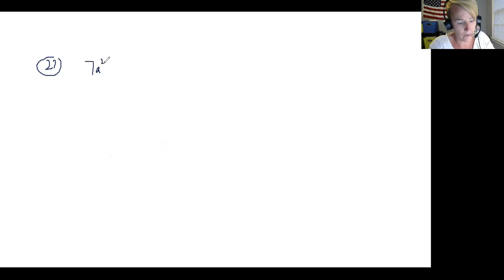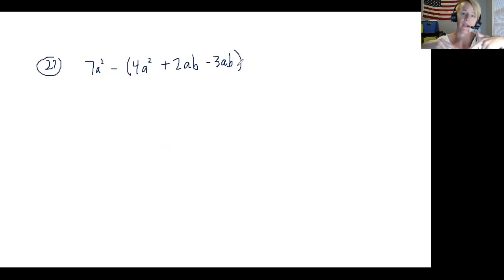Okay, 7a squared minus 4a squared plus 2ab. Lots of unlikes here. Minus 3ab. Okay. Now, I can do it a couple of ways here. I could clean up what's inside my parentheses first, or I could distribute.